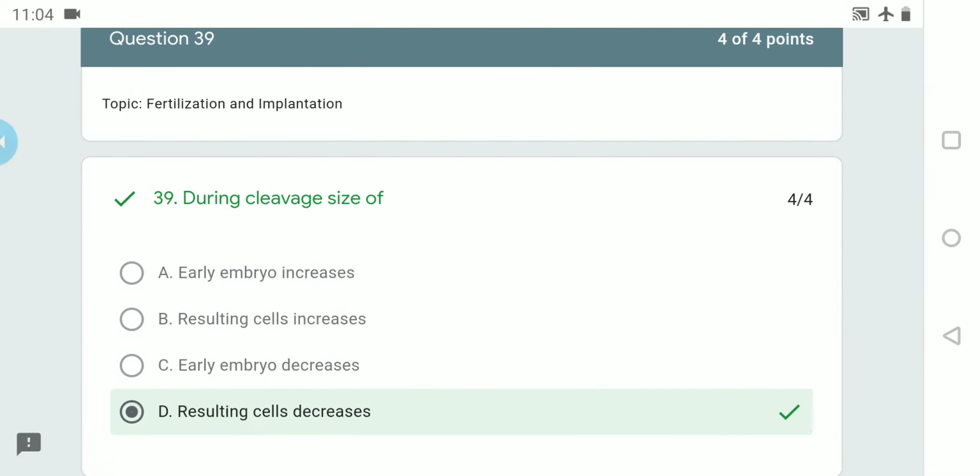Next, the 39th question. This is also related to fertilization and implantation. During cleavage, the size of the cells, whenever cleavage happens, I told you after zygote formation, the zygote starts moving through the isthmus of the oviduct towards the uterus, during which the zygote undergoes mitotic division. How will it be? The size will be reduced. That's what I said, whenever it is 2-celled, 4-celled, 8-celled and 16-celled. It depends on the size of the cleavage, whether the resulting cell size decreases or increases, isn't it? The resulting cell size decreases as the cleavage number increases. Okay.